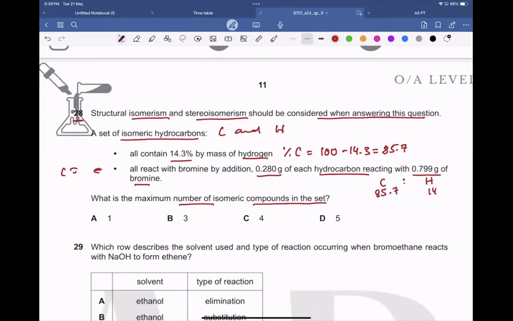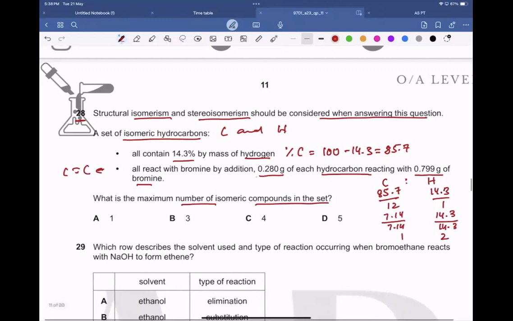85.7 and 14.3 divided by 12 and divided by 1. Can anyone divide by 12 and tell me the answer, please? Yes, Jislan, Hassan, and Lima, thank you. Okay, 7.14. And here we are going to get 14.3. So 7.14 and 14.3. So it is going to be 1:2. So we got, okay, it's an alkene, C double bond C.